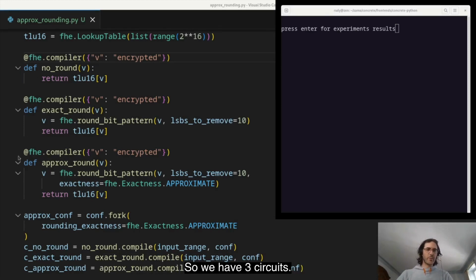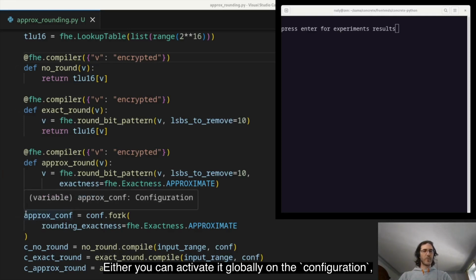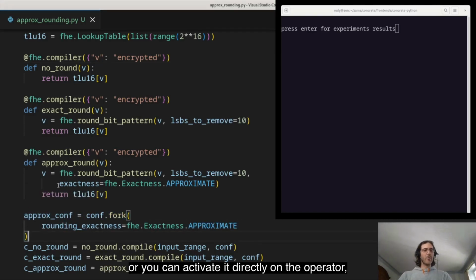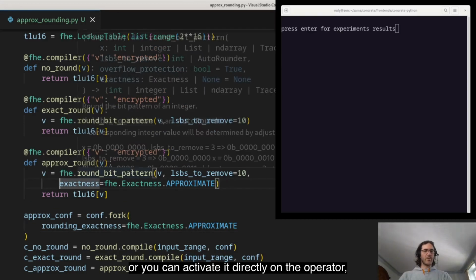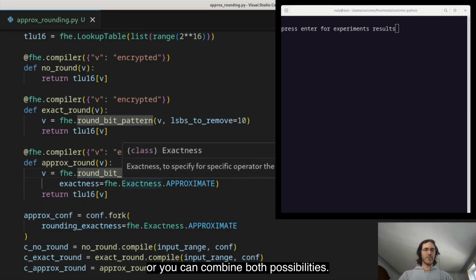So we have 3 circuits. The first one is not using rounding at all, so it's just a plain 16 bits TLU. The second one is using rounding. It removes 10 bits, so it's in the end using a 6-bit TLU. And the last one is using approximate rounding, so you have 2 choices. Either you can activate it globally in the configuration, approximate rounding, or you can activate it directly on the operator, or you can combine both possibilities.